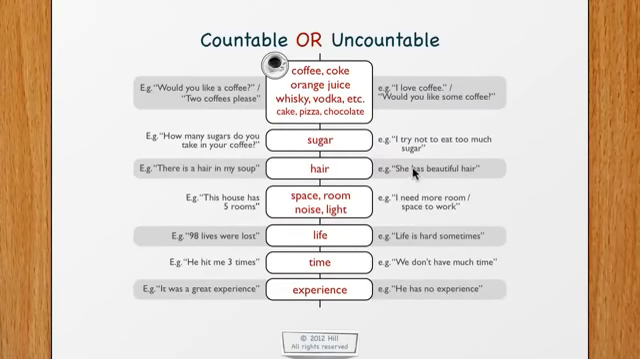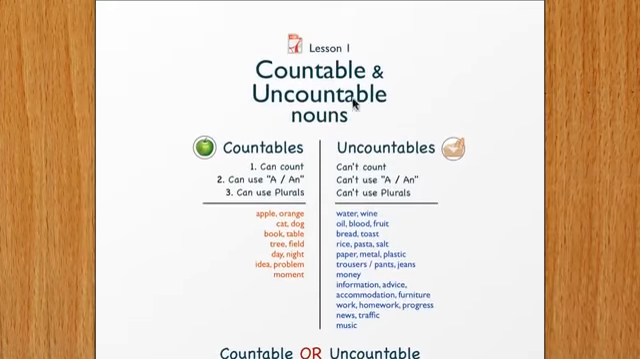list of those nouns in the PDF which you can download. Examples are coffee, would you like a coffee, or I love coffee on the uncountable side. Also on the PDF are 2 other columns, words which are strictly countable and words which are strictly uncountable.